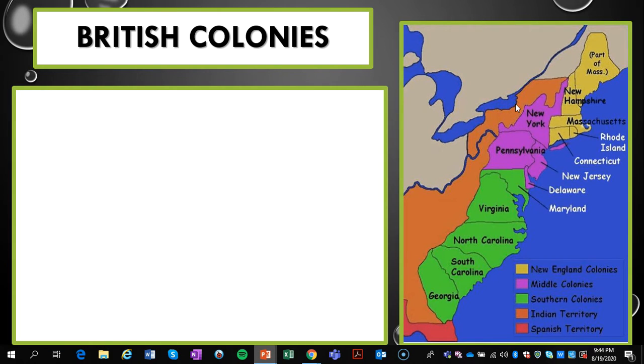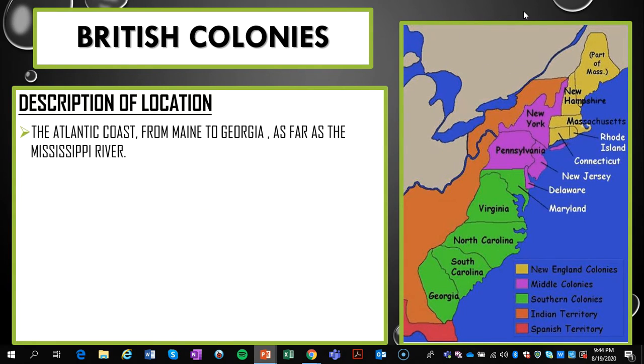Now let's look at the British colonies. We are going to spend most of our time in this unit looking at these British colonies. Here you can see the original 13 colonies. We will talk a lot about those in depth soon. So the location: they're all located along the Atlantic coast, as far north as Maine to as far south as Georgia. And the British claimed the land from the Atlantic Ocean all the way to the Mississippi River.